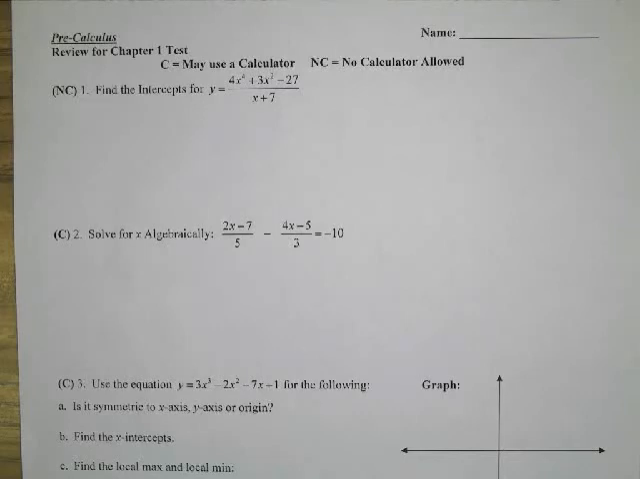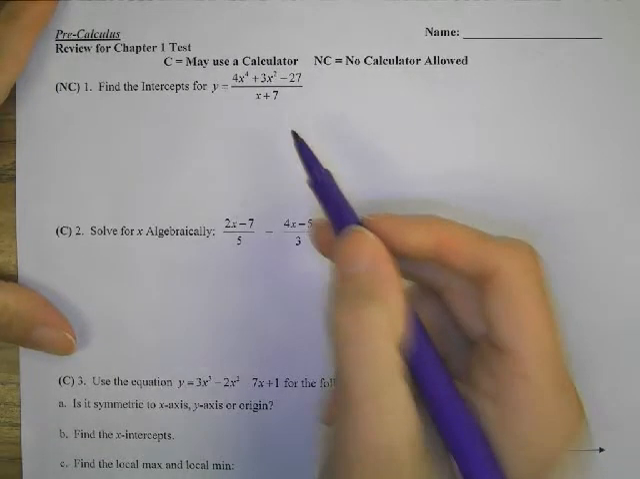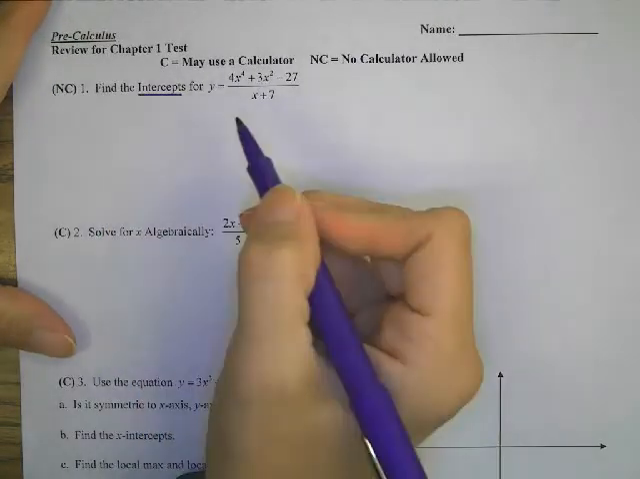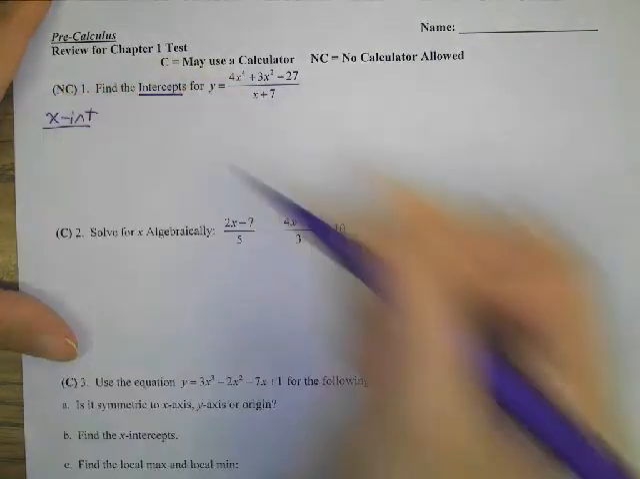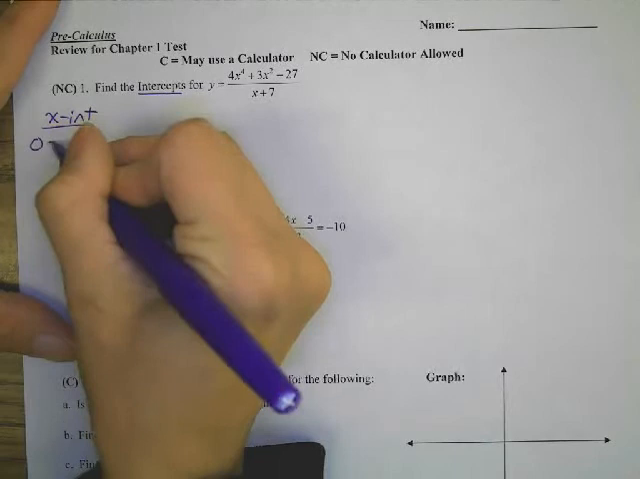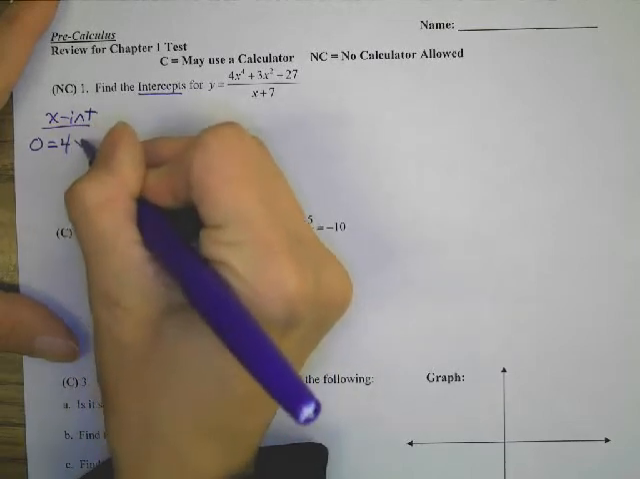So this is going to be a mini lesson on Chapter 1 recap. One of the things that we studied in Chapter 1 was how to find intercepts. The first kind of intercept I'm going to find is the x-intercept. You do that by letting y equal 0.